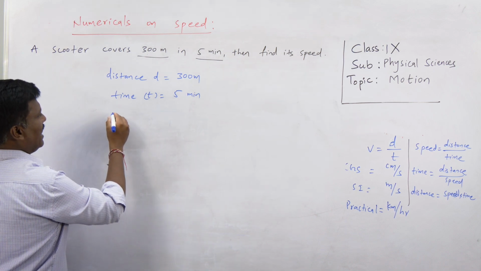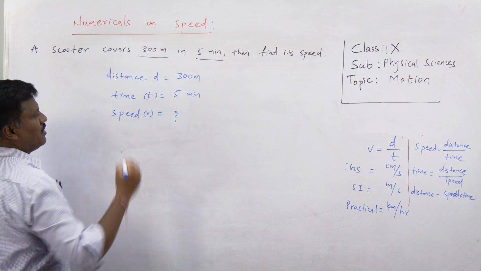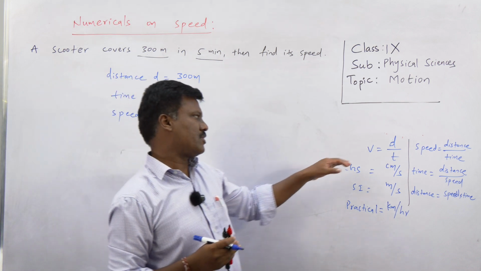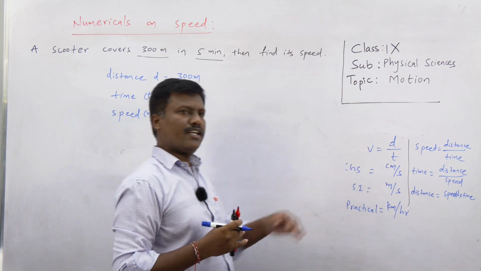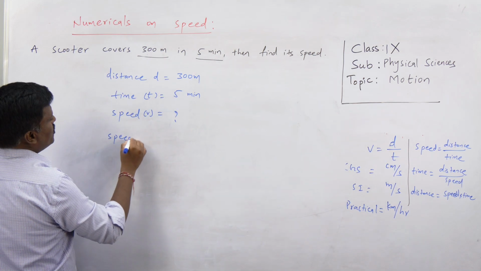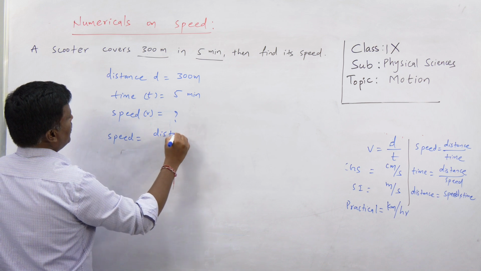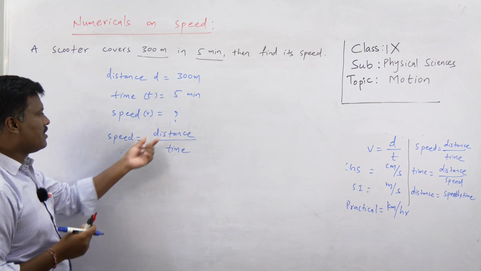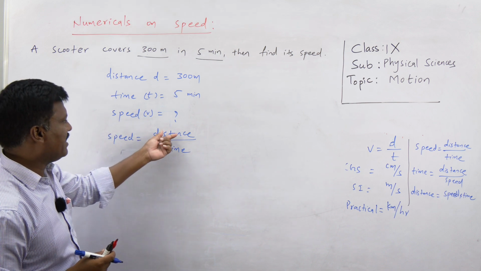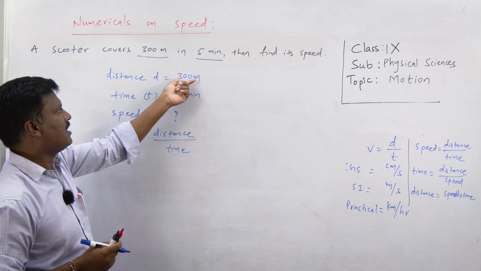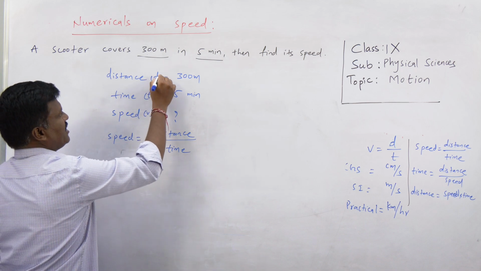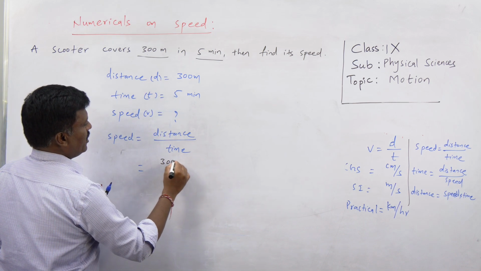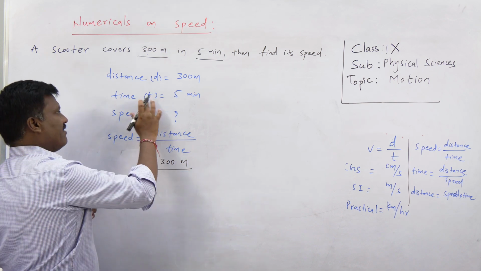Now we have to calculate speed. Speed is the question mark. So what is the formula to find the speed? Speed is equal to distance by time. This formula we have to use. Then what is the speed value here? To calculate the speed value we need the distance value. What is the distance value here? Distance D is equal to 300 meters. Let us substitute that value: distance value 300 meters by time value, how much?